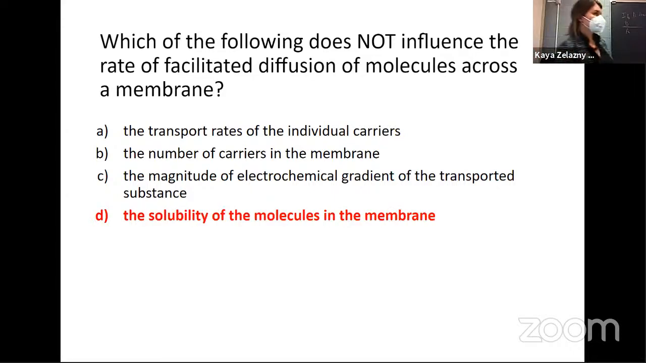Hopefully we picked D, because it's facilitated diffusion. It's all about things that can't cross the membrane on their own. They need to go through a protein. It doesn't matter how soluble they are in the membrane. That's not how they're getting into the cell.